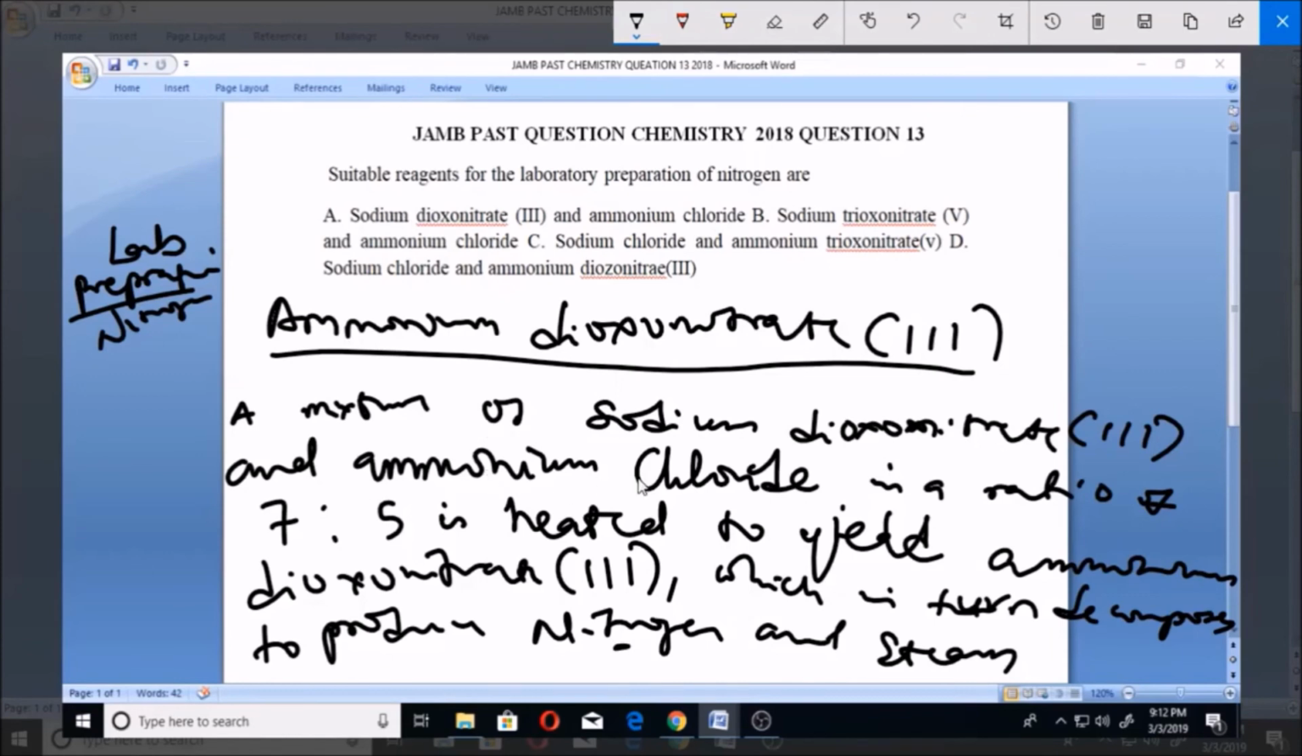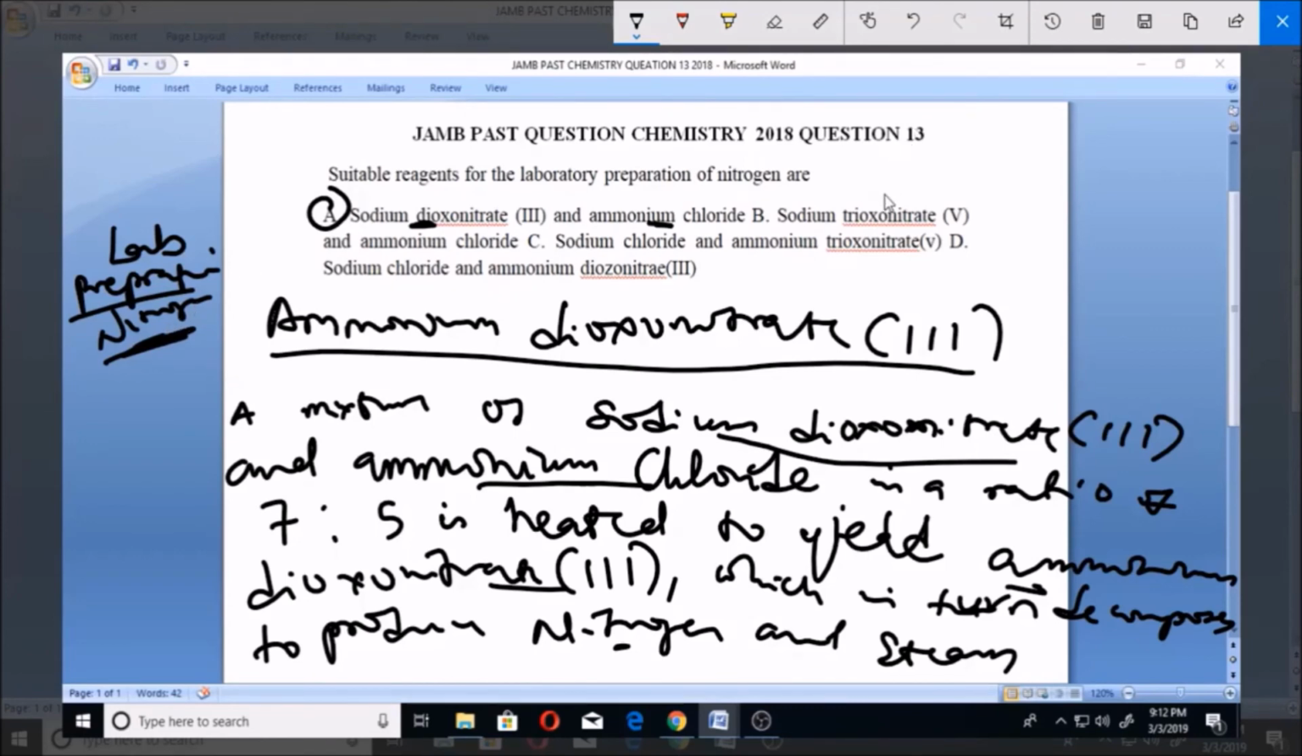So you can see here we have sodium dioxonitrate 3 and ammonium chloride, and that makes option A the right answer, because the mixture of sodium dioxonitrate 3 and ammonium chloride in the ratio of 7:5 produces ammonium dioxonitrate 3, which decomposes upon heating to give nitrogen and steam. So that is the laboratory preparation of nitrogen, and you can find this under nitrogen and its compounds.